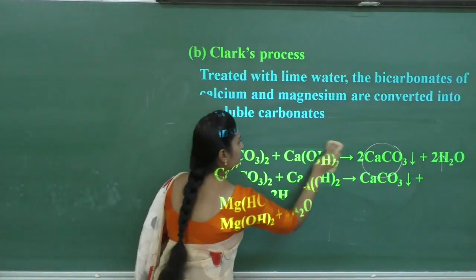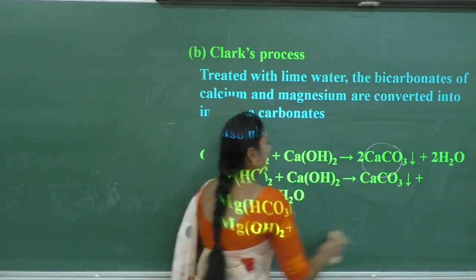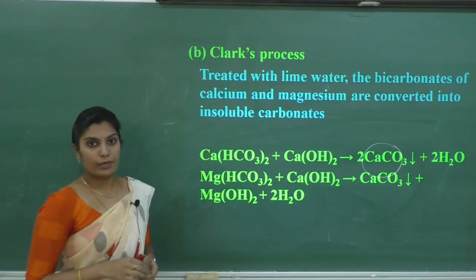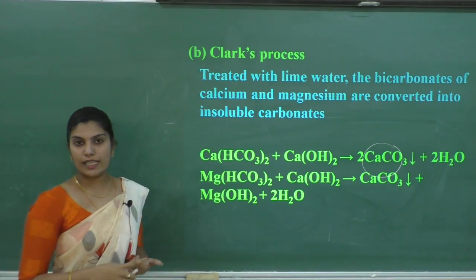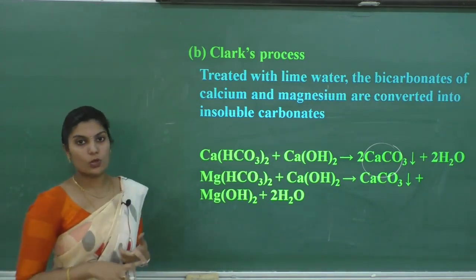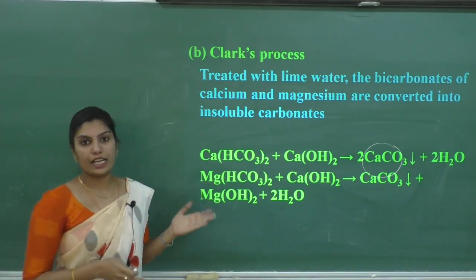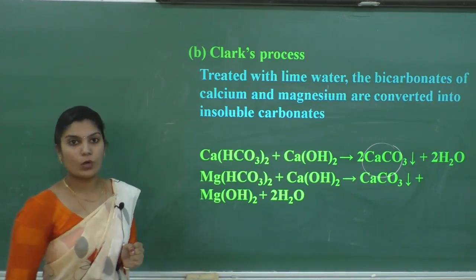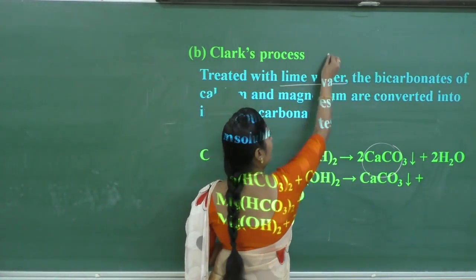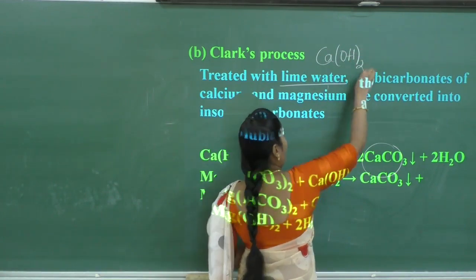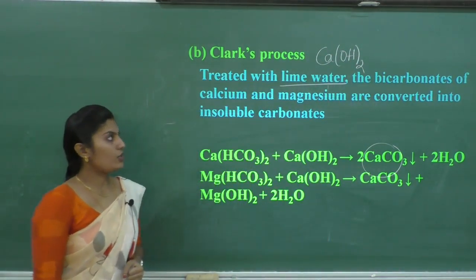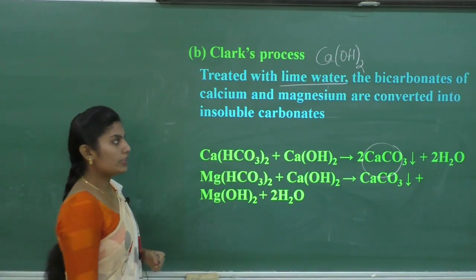Next, the second method. The second method is Clark's process. Temporary hardness can be removed by boiling or by Clark's process. In this method, we are treating the temporary hard water with lime water. Lime water is nothing but calcium hydroxide solution. Calcium hydroxide solution is called lime water.